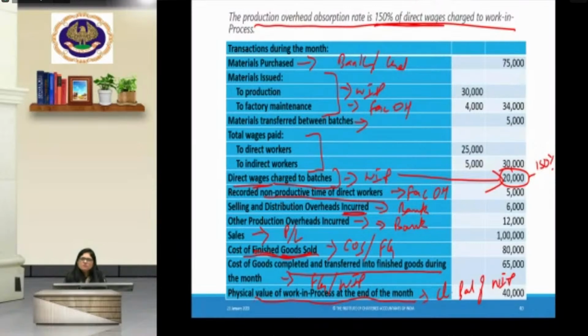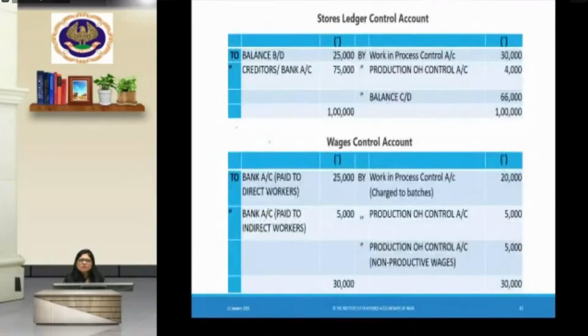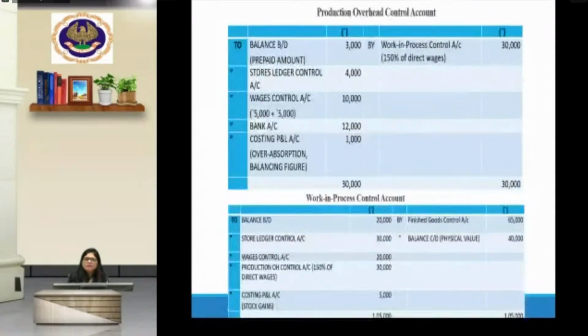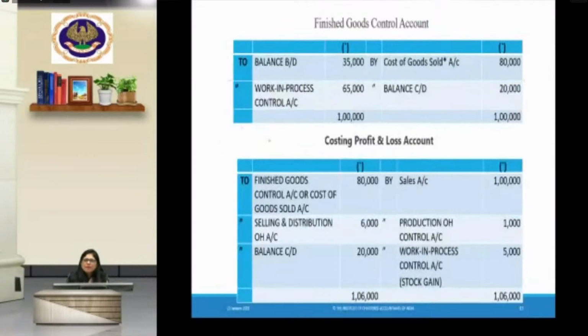All right. So students, I hope you have understood this. The solution is here. All the accounts are here, so you can practice. Finished goods, costing, profit or loss account. See, we have not written CLC here. We have directly written sales. All right. So this is how it is done. And just practice this question.